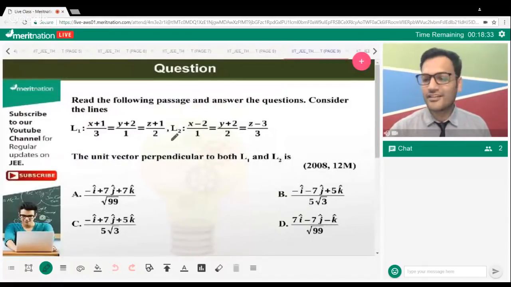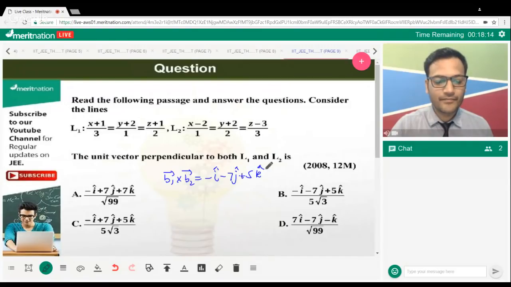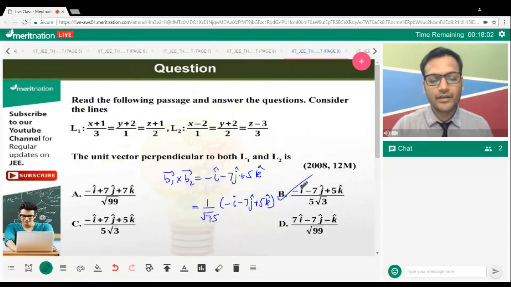Last question on the same paragraph was the unit vector perpendicular to both L1 and L2, which we figured out in the very beginning. We figured out the vector perpendicular, B1 cross B2. That was minus i, by now you would have learned it because you've used it in both the questions, plus 5k. We'll divide it by its magnitude, which we know was root 75. So without actually writing anything, you know what the answer to the third part would be if you're clear with the first two parts. So B turns out to be the answer to this question.